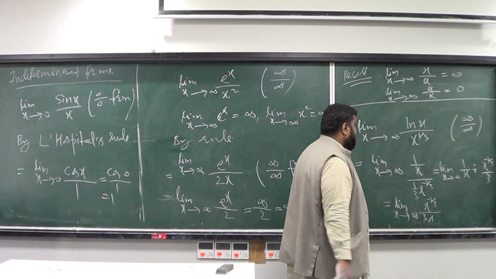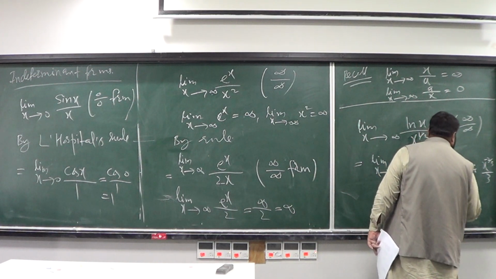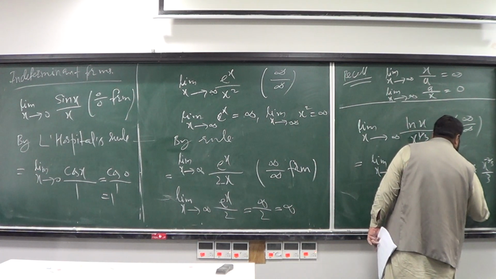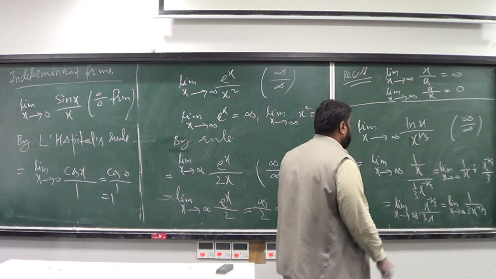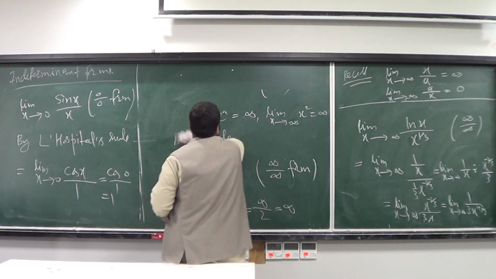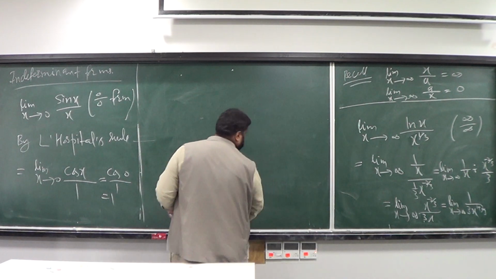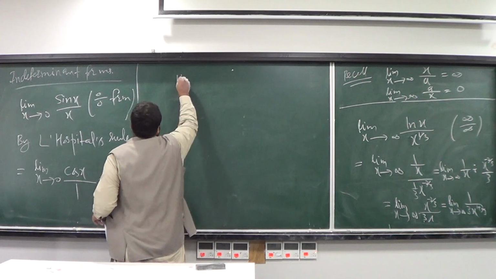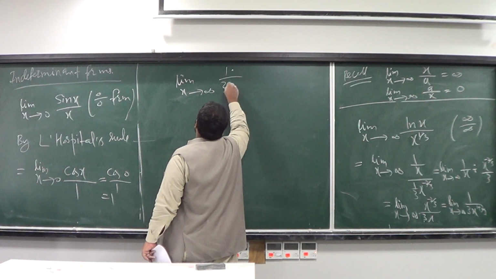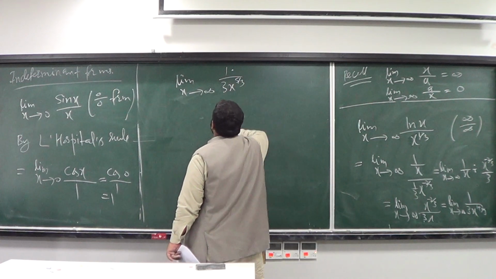I can put these powers in a single x. So I can do limit x goes to infinity, 1 upon 3x power 1 plus 2 upon 3. Okay, this is something that you're going to get. And now, if you simplify this even more, it's going to be limit x goes to infinity 1 over 3x power, so you have 3 plus 1, so 5 upon 3, and now substitute the limit.